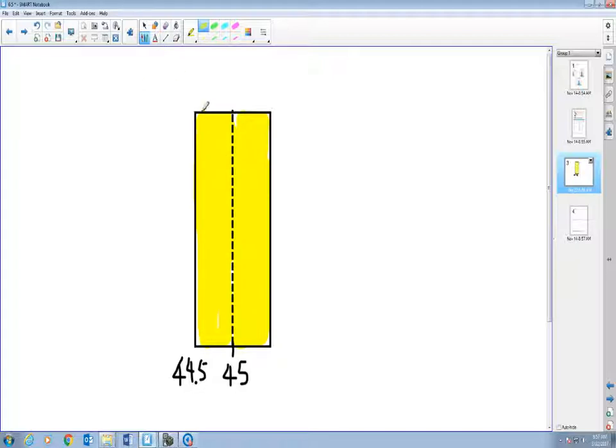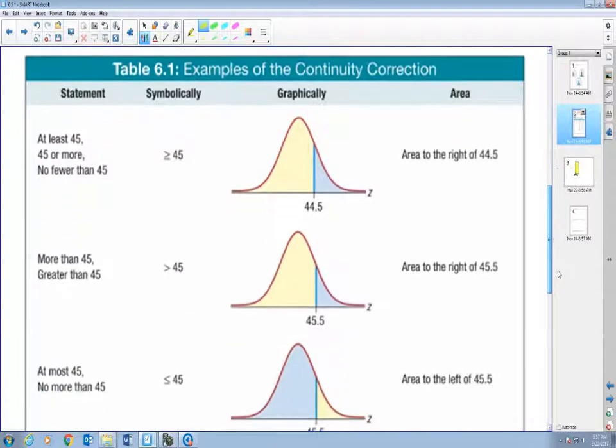So that means this line is where I want to start going to the right. And that's what this picture is trying to say. So greater than or equal to, we will use 44.5 to the right. If it says greater than 45, just want to be greater than 45.